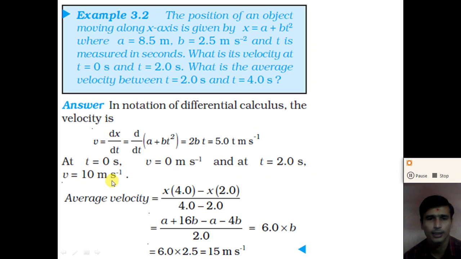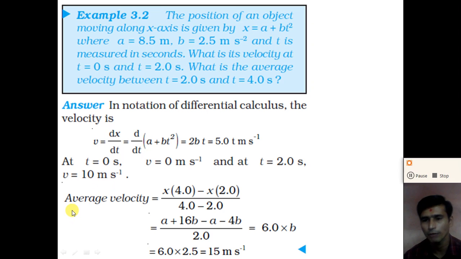So dear student, understand how we can calculate the instantaneous velocity at any instant of time. Instantaneous velocity can be calculated by differentiating position with respect to time: v equal to dx by dt. If you differentiate the equation of position with respect to time, we get the equation of velocity. And in the equation of velocity, if you put an instant of time, t equal to 0 second and t equal to 2 second, we get the instantaneous velocity at that instant of time.